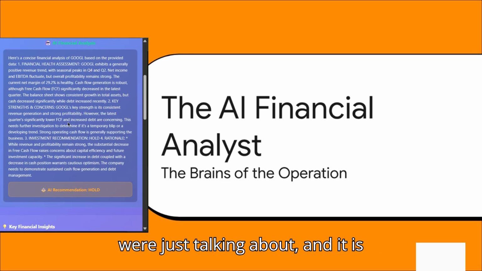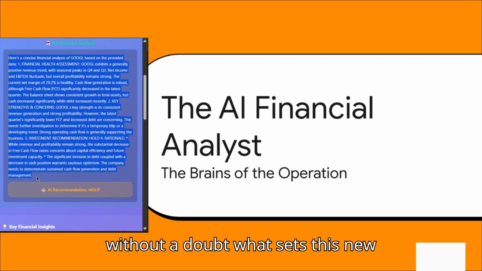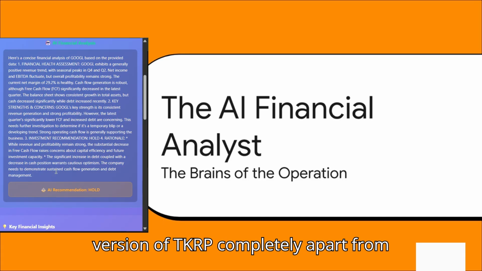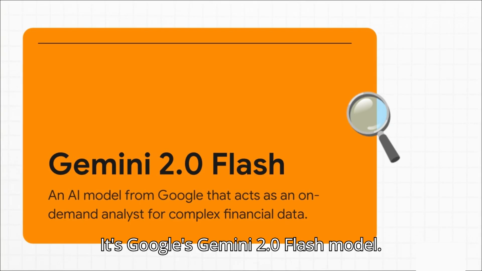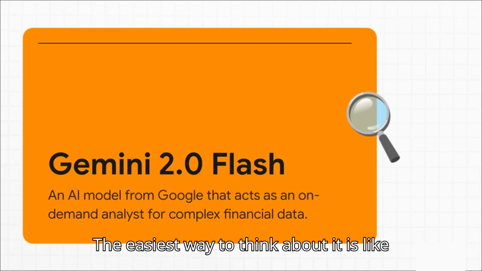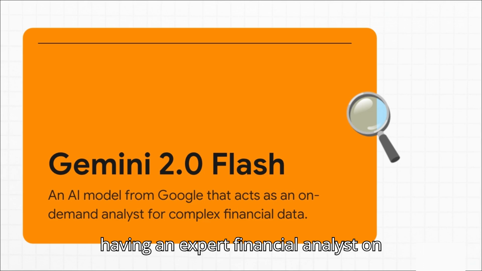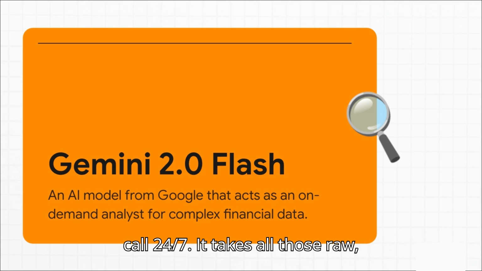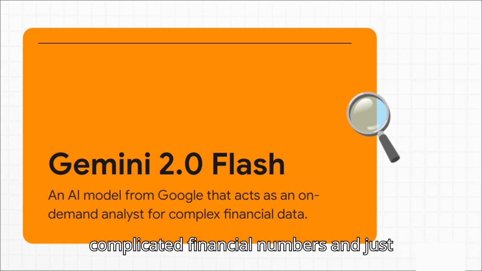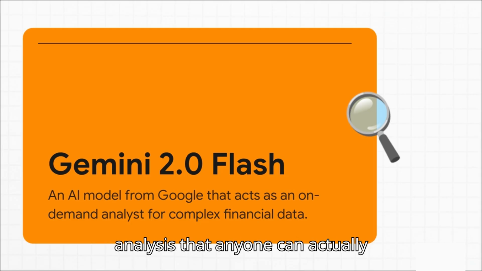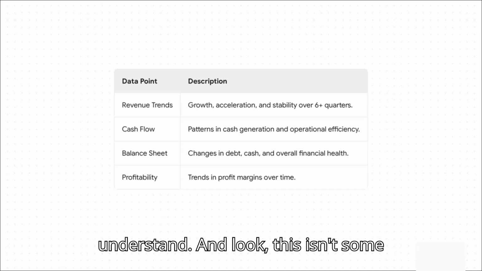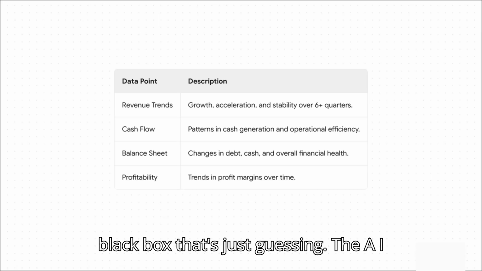This is that brain we were just talking about, and it is, without a doubt, what sets this new version of TRKPeak completely apart from anything else. So what's powering this? It's Google's Gemini 2.0 Flash model. The easiest way to think about it is like having an expert financial analyst on call, 24/7. It takes all those raw, complicated financial numbers and just translates them into an intelligent analysis that anyone can actually understand. And look, this isn't some black box that's just guessing.